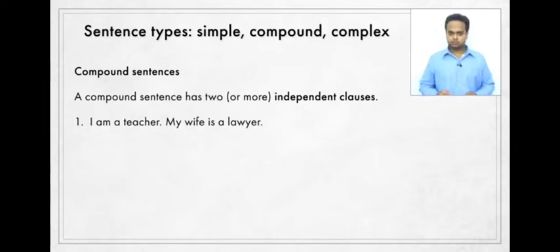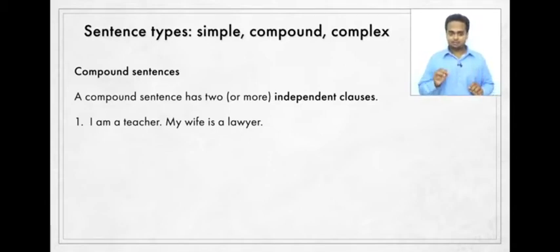I am a teacher. My wife is a lawyer. What we have here is two separate independent clauses or simple sentences. And the problem with this is that it sounds choppy and disconnected when we say it like that. I am a teacher. My wife is a lawyer.